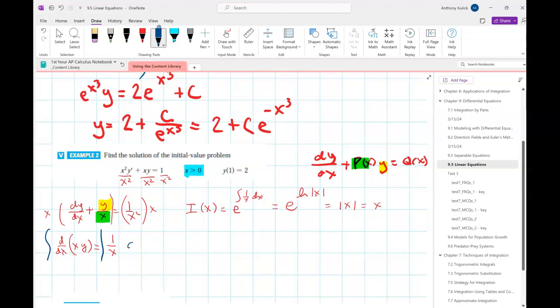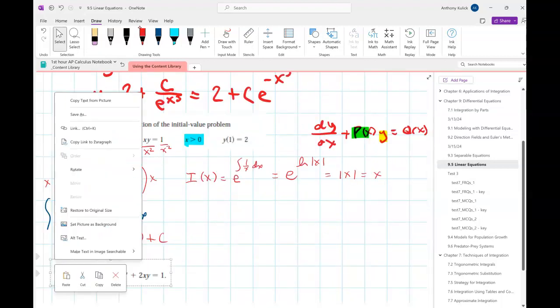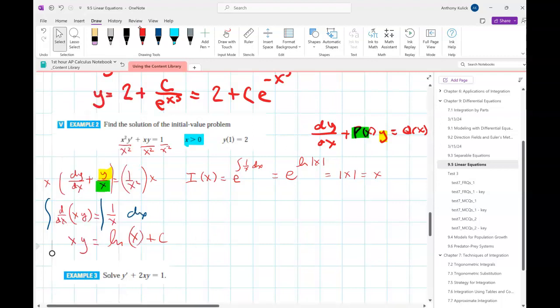Integrate both sides. So the integral cancels the derivative. The integral of 1 over x dx is just natural log absolute value x plus c. But again, since x is greater than 0, what can I do here? Yeah, I can just drop the absolute value.